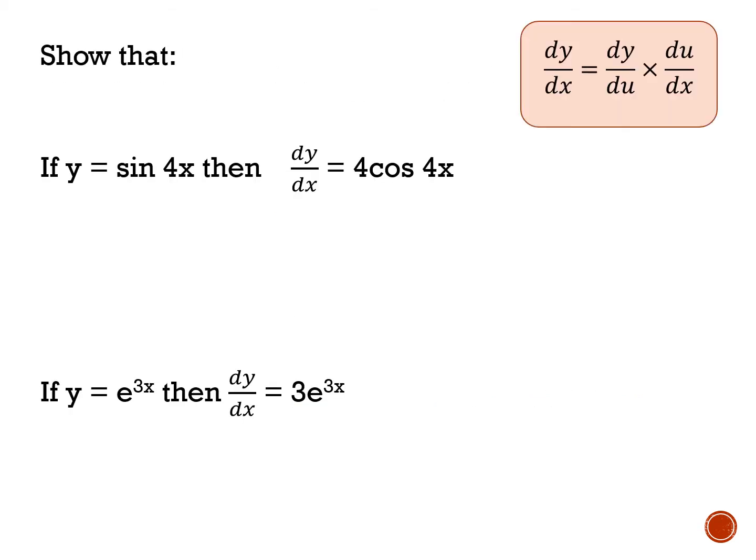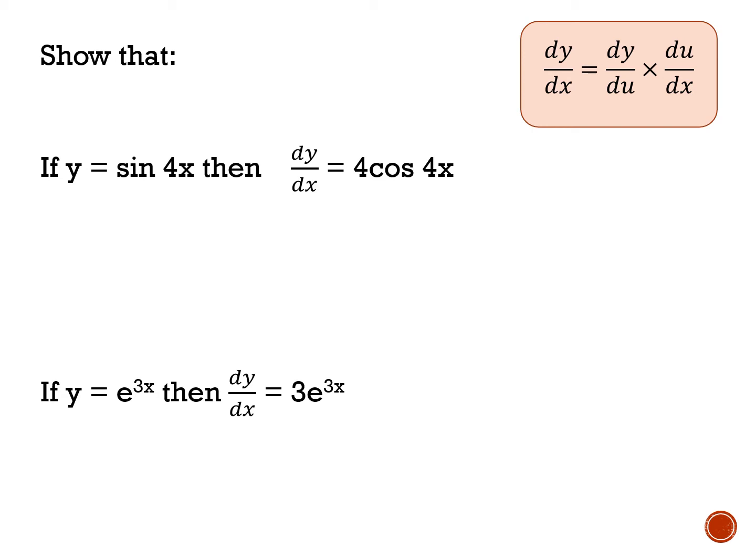Okay, right, so here's our first example. Now, from what work we've done before, we know that if we have y equals sine 4x, then dy dx is 4 cos 4x. We know that already because sine goes to cos, same argument, times by 4. But let's see why that is the case.